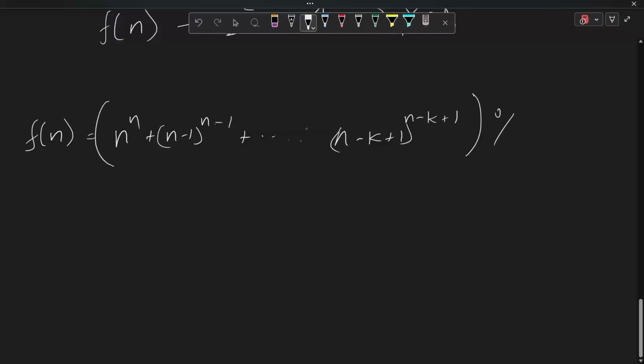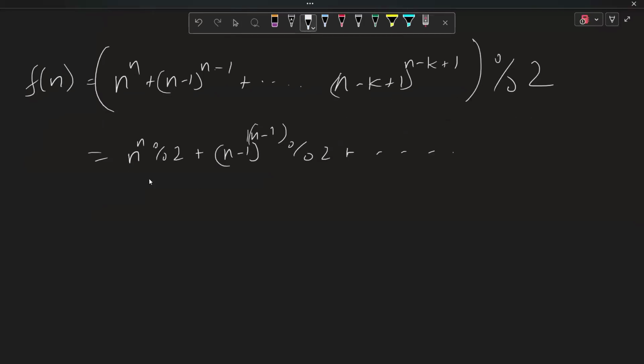This modulo 2. By the property of modulo, if we have something in plus, you can break this bracket and write everything, this modulo 2 plus this modulo 2 plus this modulo 2 and so on. So you can basically write it like n to the power n modulo 2 plus n minus 1 to the power n minus 1 modulo 2 and so on.